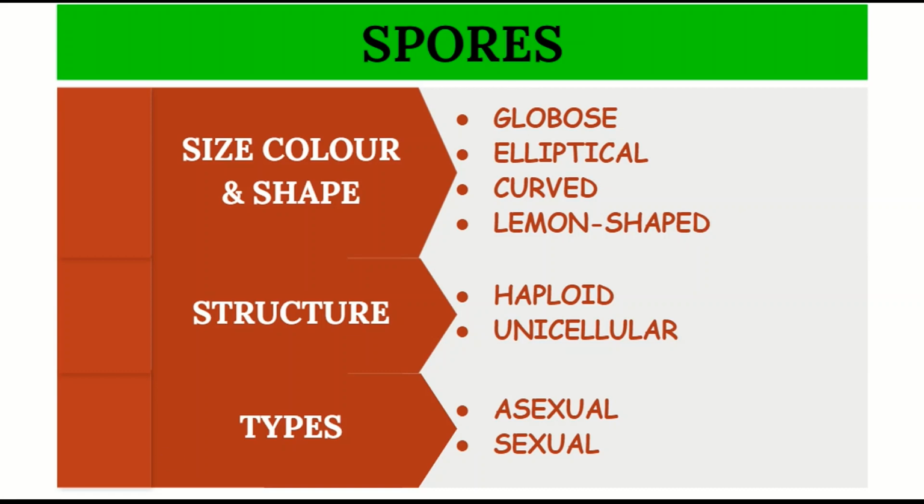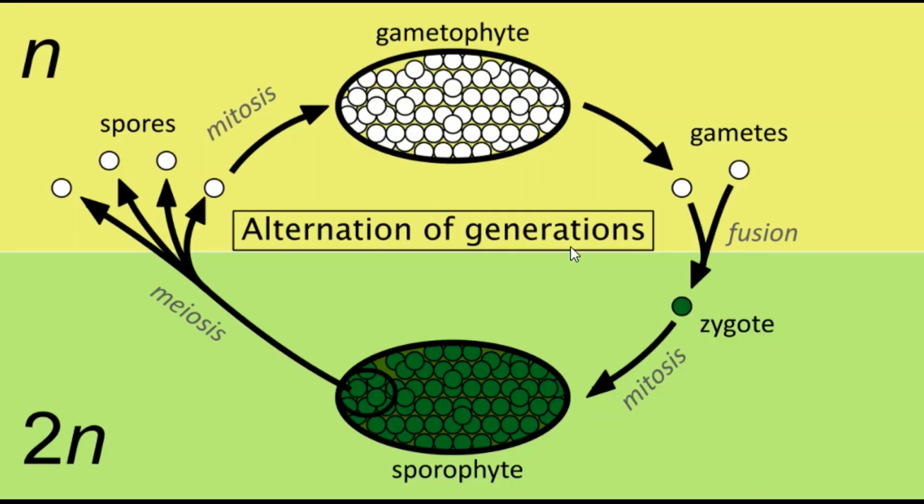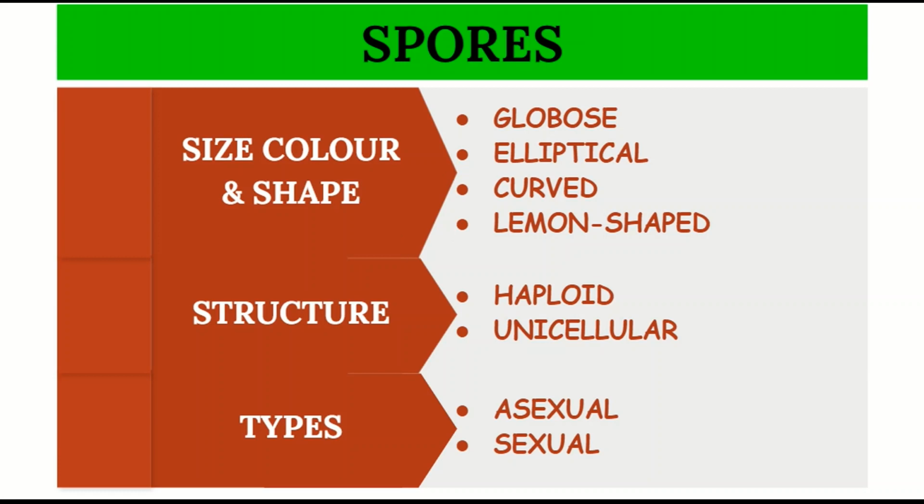Let me show you the meiosis process. As you can see here, what is happening? There's an individual sporophyte. Then the spores are formed by meiosis. Then after mitosis, a gametophyte is formed. Then two gametes form, or you can say a fusion process happens, and a zygote is formed, which after mitosis becomes an individual sporophyte, and the process continues. This process is also called alternation of generations. So this is the process which happens with spores.